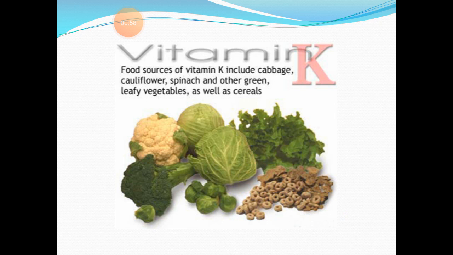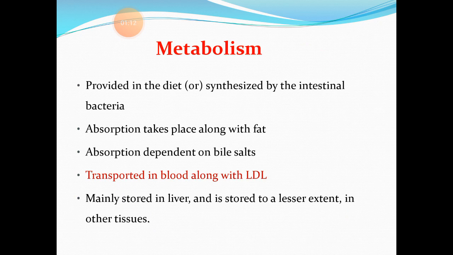Let's see the food sources. The food sources of vitamin K include cabbage, cauliflower, spinach and other green leafy vegetables, as well as certain cereals. Then metabolism: it is provided in the diet or it is also synthesized by certain intestinal bacteria. The absorption is along with the fats, and since it is with the fats, it depends upon the bile salts, which help in fat absorption.